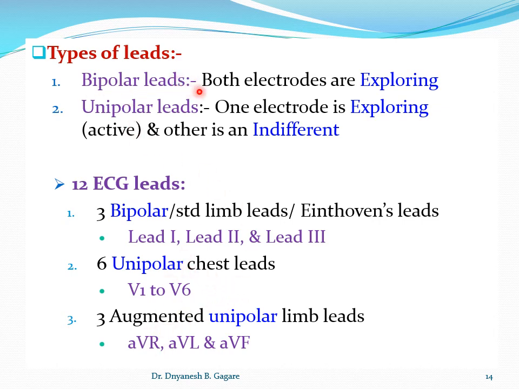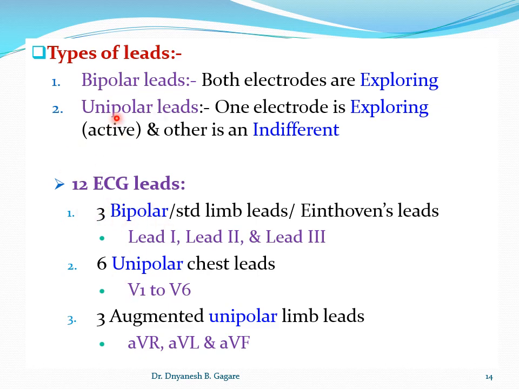Bipolar leads means we use both electrodes as exploring electrodes. At a time we can use two electrodes. Either we can use two exploring electrodes, or in the second group we can use one exploring electrode and the other indifferent. If both electrodes are exploring, then it is called bipolar leads, and in the second group, if one electrode is exploring and the other is indifferent, then it is called unipolar leads. Okay, have you followed this? I think you got it, because they are divided into two groups, bipolar and unipolar.